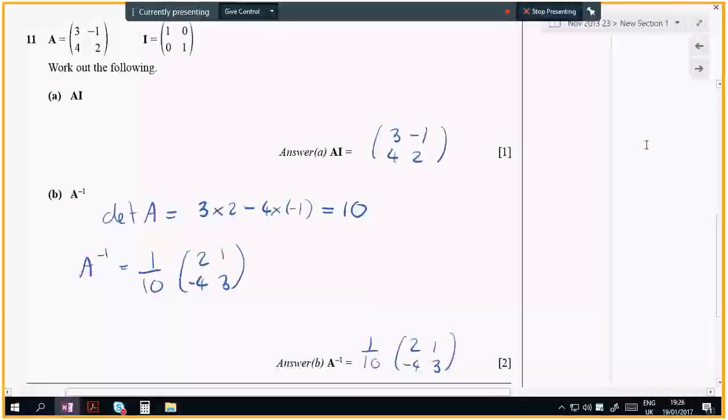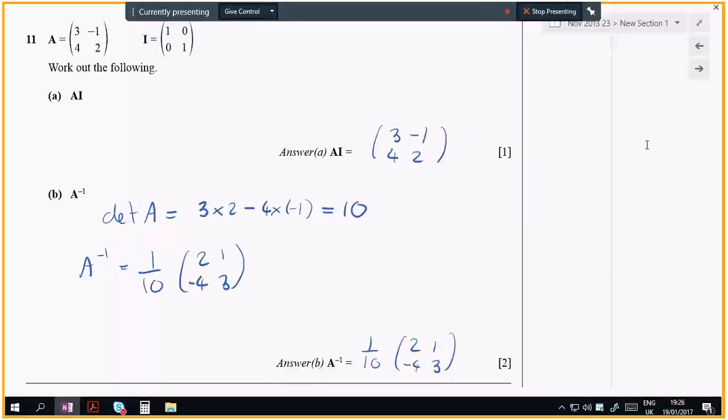Again, it's something you should know. You should recognize that matrix I as the identity matrix, the matrix which doesn't do anything when you multiply. That's why there's only one mark. You shouldn't need to do a multiplication sum to realize that multiplying by I does not change A. A inverse comes in two steps.